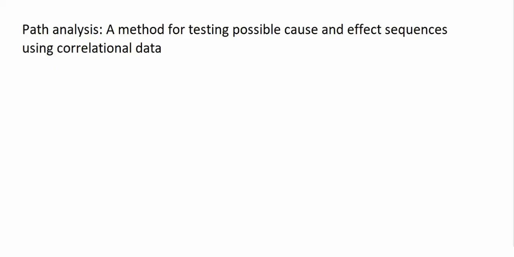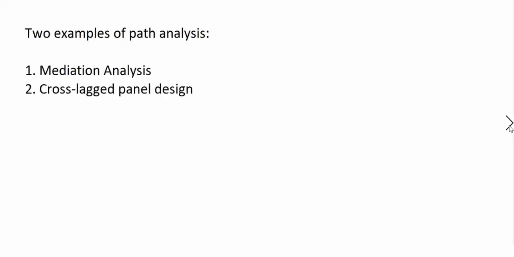So now let's go into the two types of path analysis that I want to cover. The two types are called mediation analysis and the cross-lagged panel design. I'm going to go over these one at a time, and for each one, I'm going to go over the purpose of the method, how data is collected, how data is analyzed, and the possible outcomes of the method. So let's start with mediation analysis.